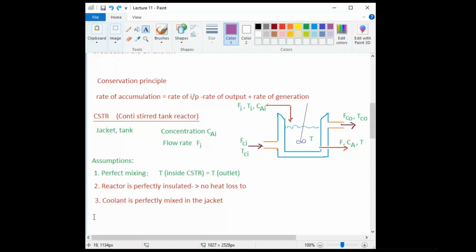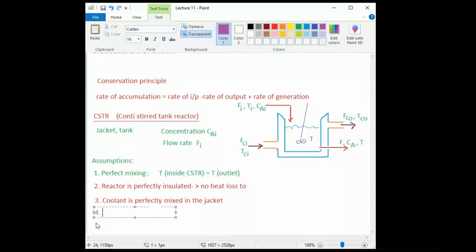The fourth assumption, we will take that we will not do any energy balance for the jacket, because in the CSTR we are providing some reactant. There is no issue. We have written no energy balance for the jacket.